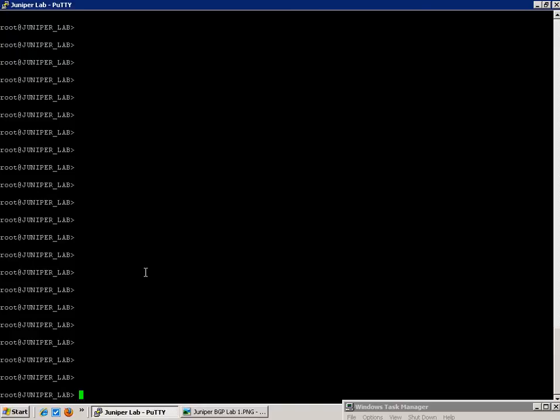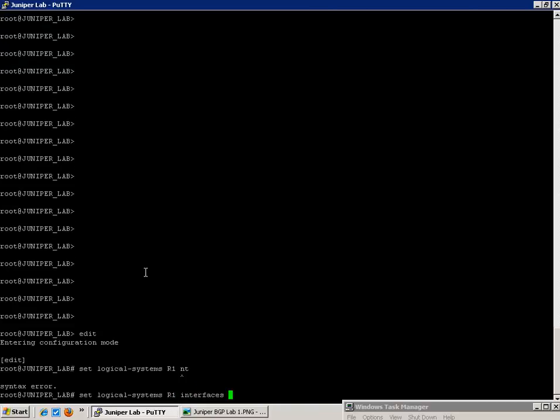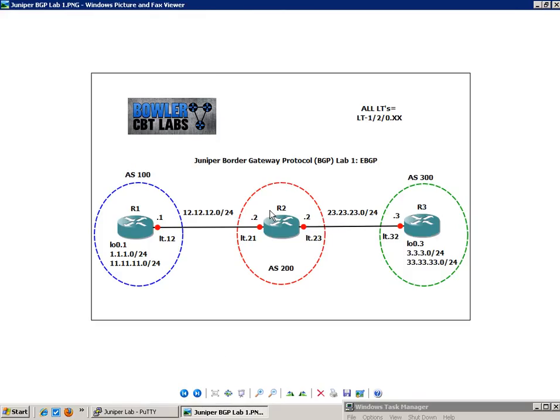So the first thing I'm going to do is go into configuration mode, and we're going to create our logical systems first. So set logical systems R1, and then again our interfaces that we're going to use are the LT interfaces. Again, if we take a look at our diagram, if you have three physical Juniper routers, this lab you can do that. I'm just doing this on one physical Juniper router and separating them with logical systems. If you're not familiar with logical systems, you can watch my logical systems video, Logical Systems Lab 1.